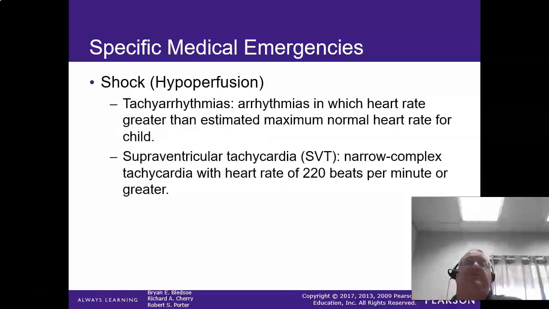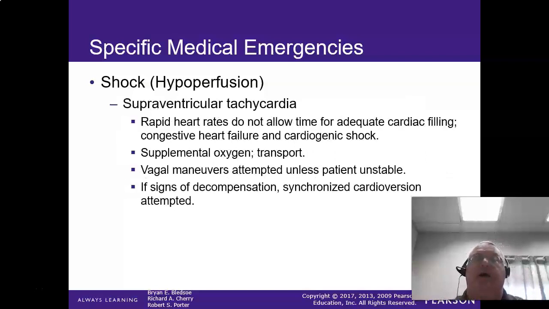But remember, for supraventricular tachycardia in kids, it's above 220 beats a minute, okay? With adults, we say 150. With kids, 220. Again, vagal maneuvers usually work really well. How do I do a vagal maneuver on a kid? Ice quickly to the face, or having them blow through the syringe if they're old enough to do so.